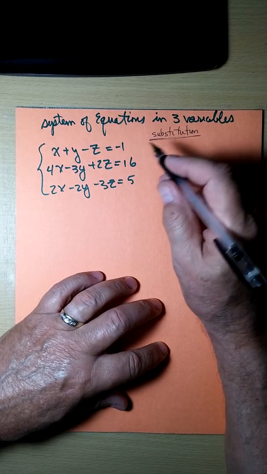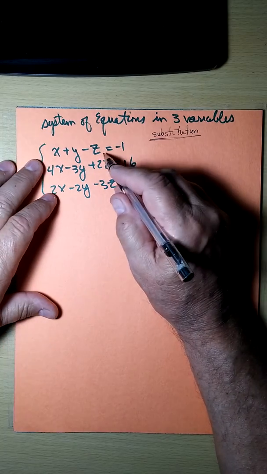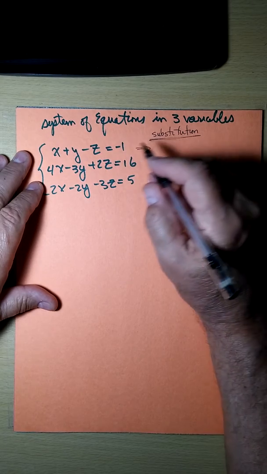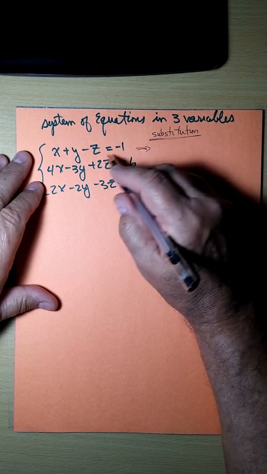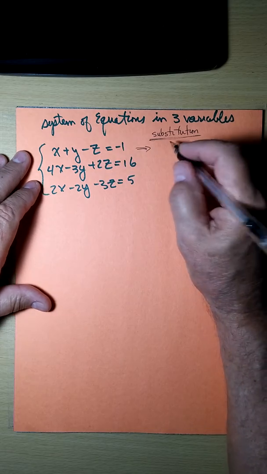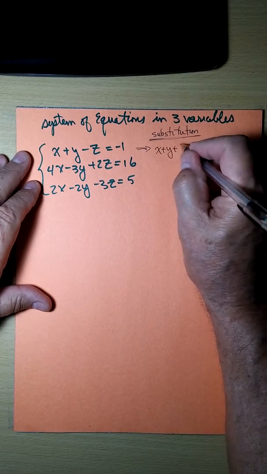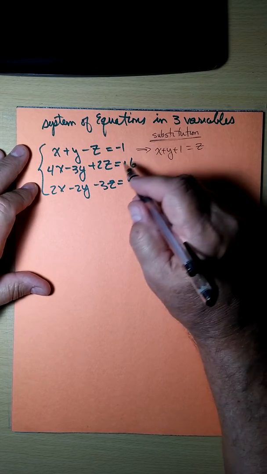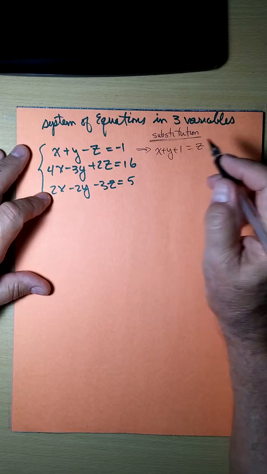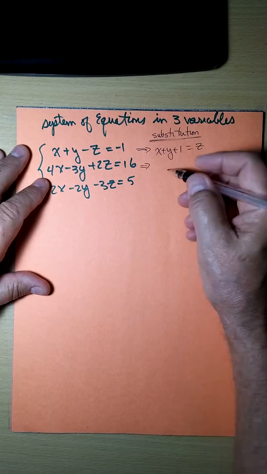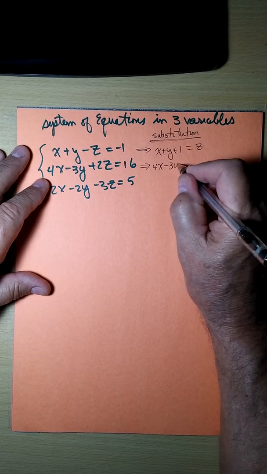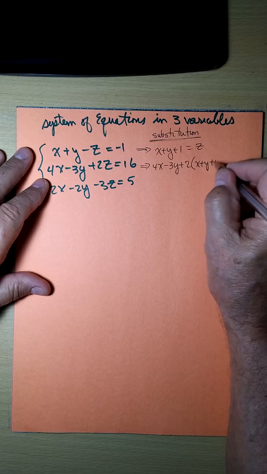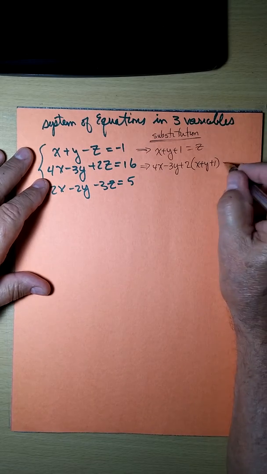For substitution, you take one equation like the first one and solve for one of the variables. I'm going to solve for z. So I'm going to move z over to the right, add z to both sides, and add 1 to both sides. So x plus y plus 1 is going to equal z. Now I'm going to put that into the second and third equations. So the second one becomes 4x minus 3y plus 2, well, z is going to be x plus y plus 1, and that equals 16.